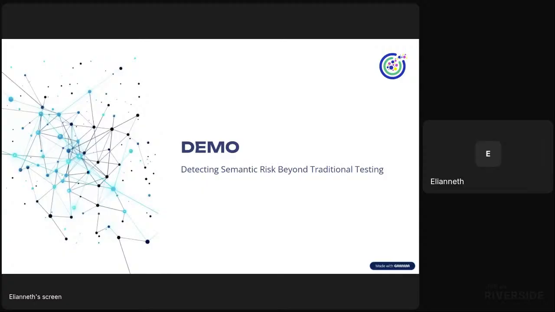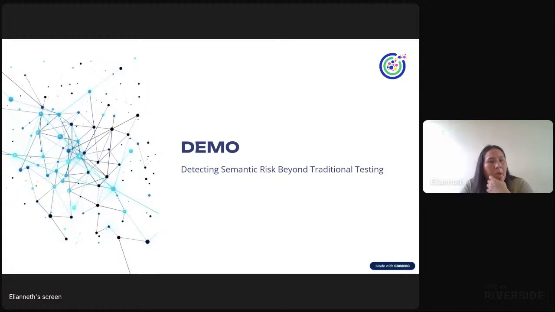Okay, now we will be moving to the demo. For the demo, I'm going to show a product called Umaku and how we actually validate and detect logic bugs using Umaku. Let me share my screen.